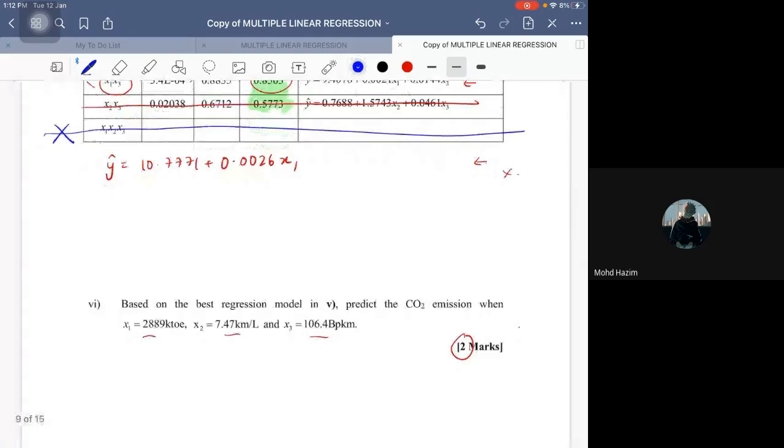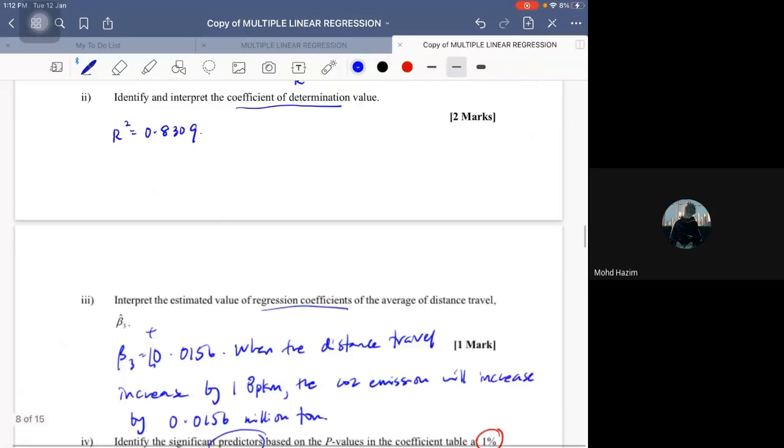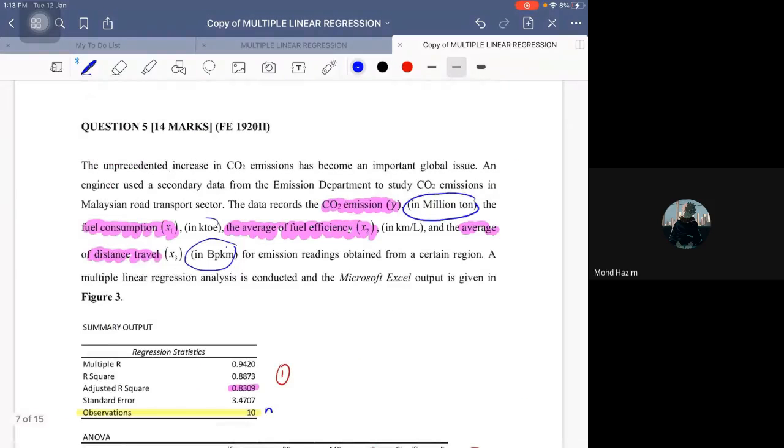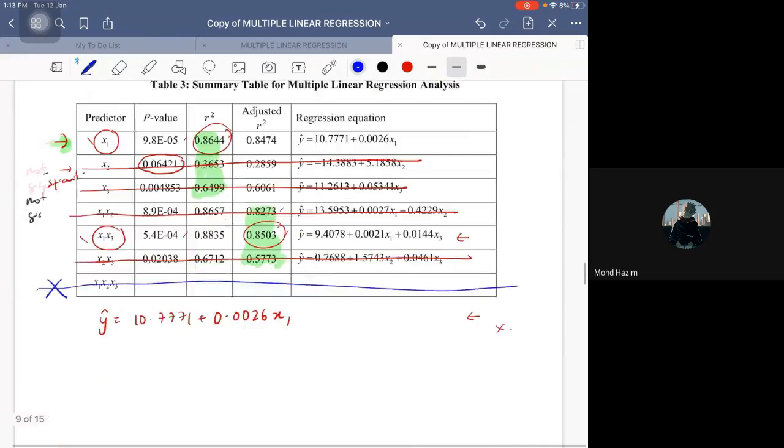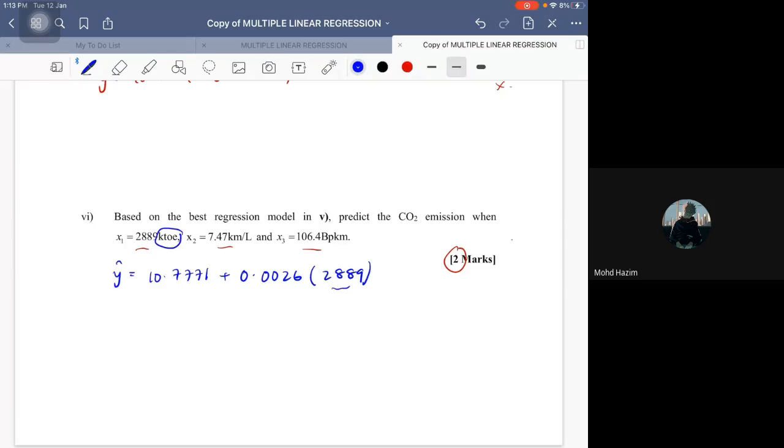So with x1, my predicted value is going to equal 10.7771 plus 0.0026 multiplied by x1, which is given by 2889. So let's see if we have to convert this. The unit is going to be in KTOE, and this is already in KTOE, so we don't have to convert that. We can simply take it as it is. So I'm going to multiply that by 2889, and from my calculation I get a value of 18.2885.